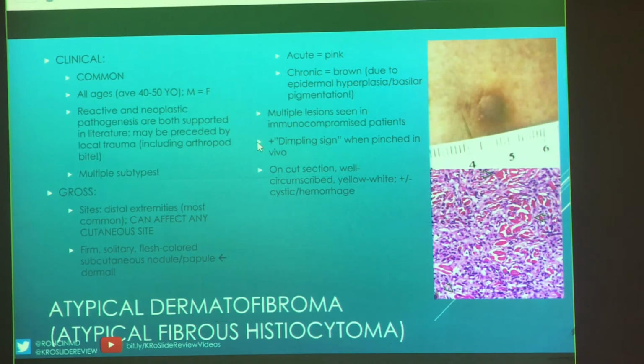On cut section, so this is important, they appear well circumscribed, they will be yellow-white, and they may have cystic areas or areas of hemorrhage. The picture below with the microscopy is again just showing you a really nice example of that entrapment of collagen.